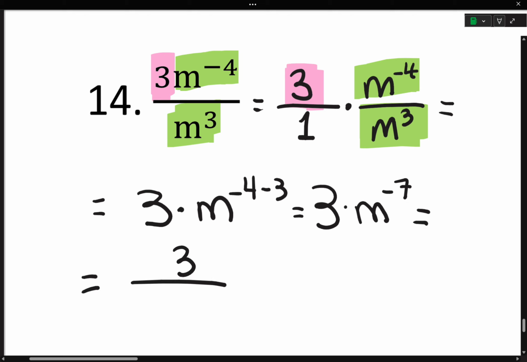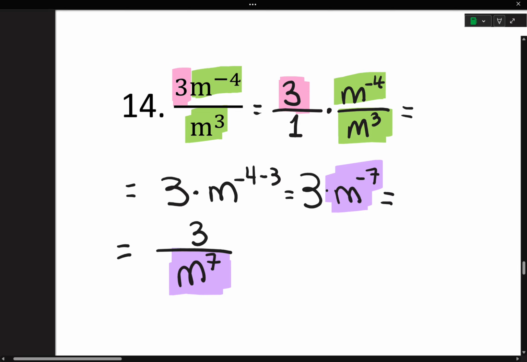We're going to leave 3 on the top of our fraction because it's a whole number. But we're going to take m to the negative 7th, and we're going to place it on the bottom of our fraction as m to the positive 7th. And just to remind you that when we divide, we subtract our exponents.